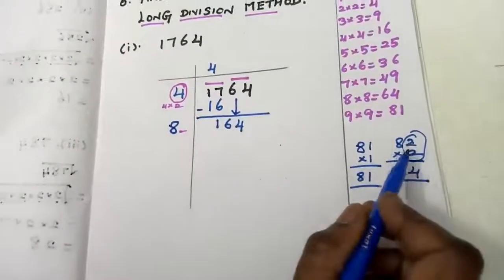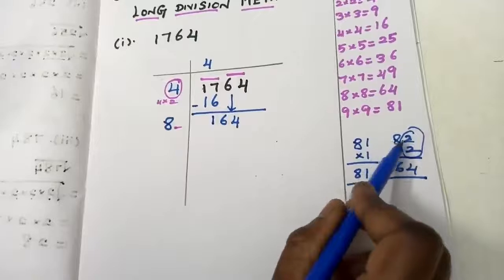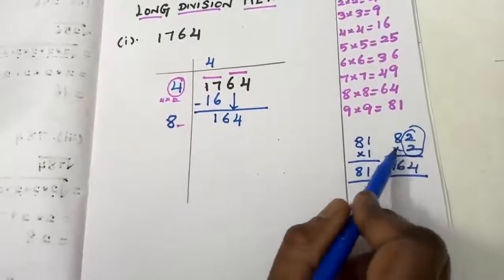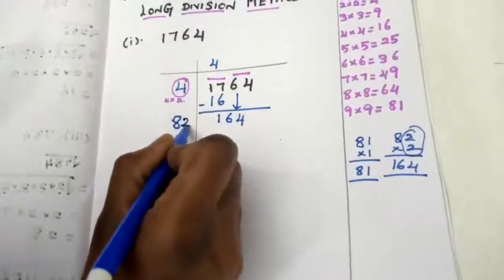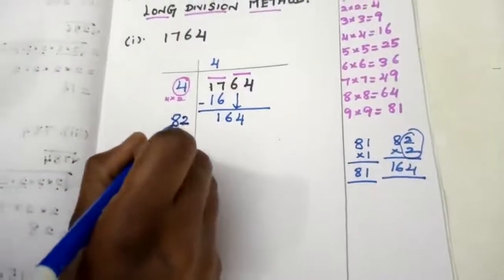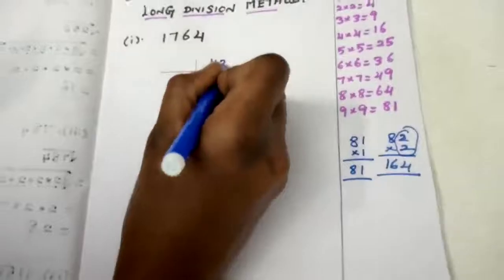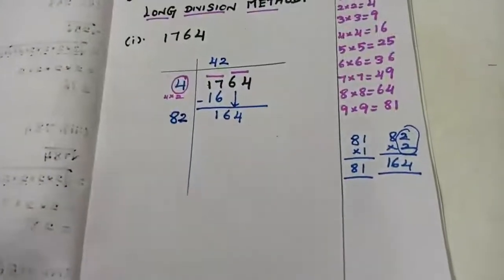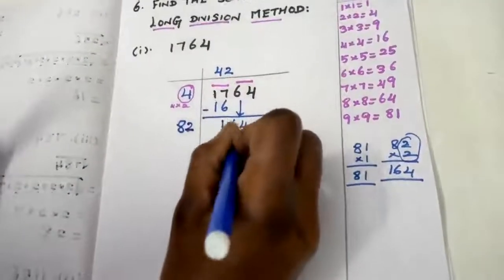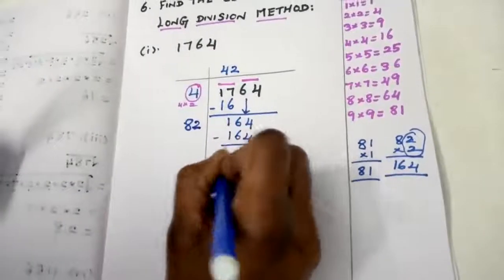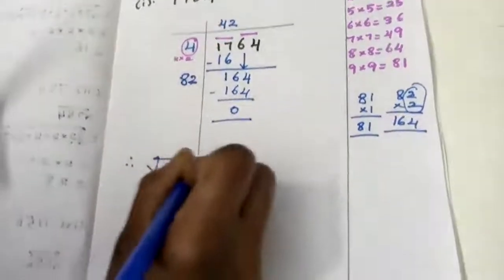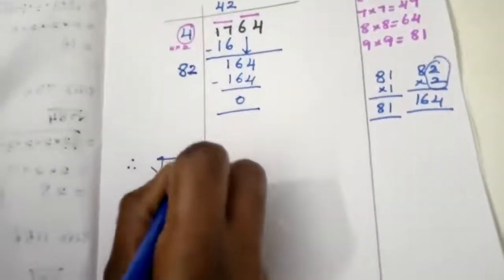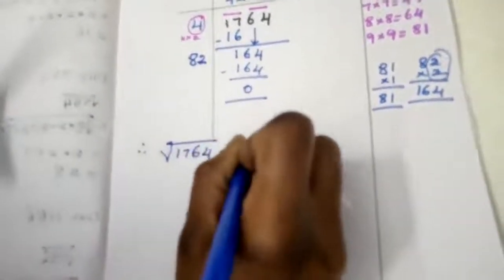82. Not 82 into 82, not like that. It is 82 into 2. I am getting the answer as 164. So in this place I am going to write 2. So this number becomes 82 into 2. So what is the answer I am getting here? 164. So the remainder is 0. Therefore, the square root of 1764 is 42, and this is the answer, students.